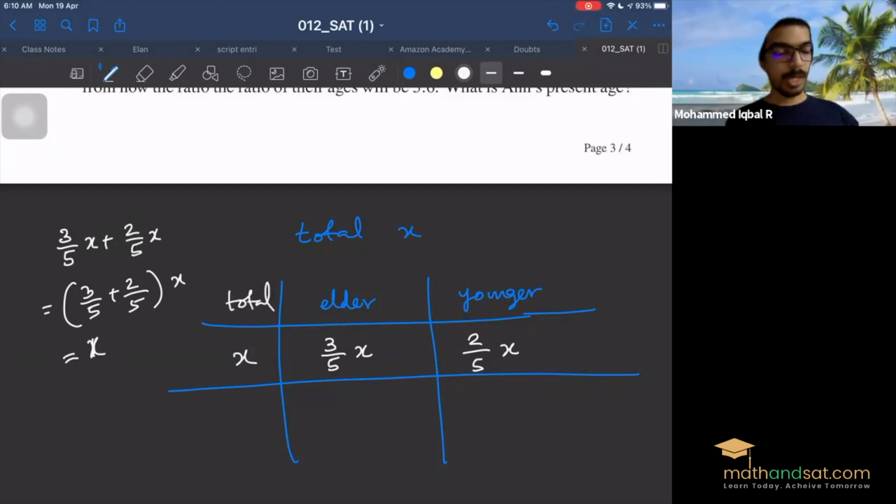So in the first row of this table, I have represented the amount each person gets as a fraction of the total wealth, right? Is that clear?